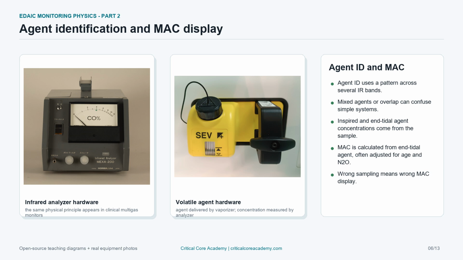The MAC number is not directly measured by a magic MAC sensor. It is calculated from measured end-tidal volatile concentration, sometimes combined with nitrous oxide and age-adjusted reference values. So, if sampling is wrong, agent concentration and MAC display can be wrong as well.